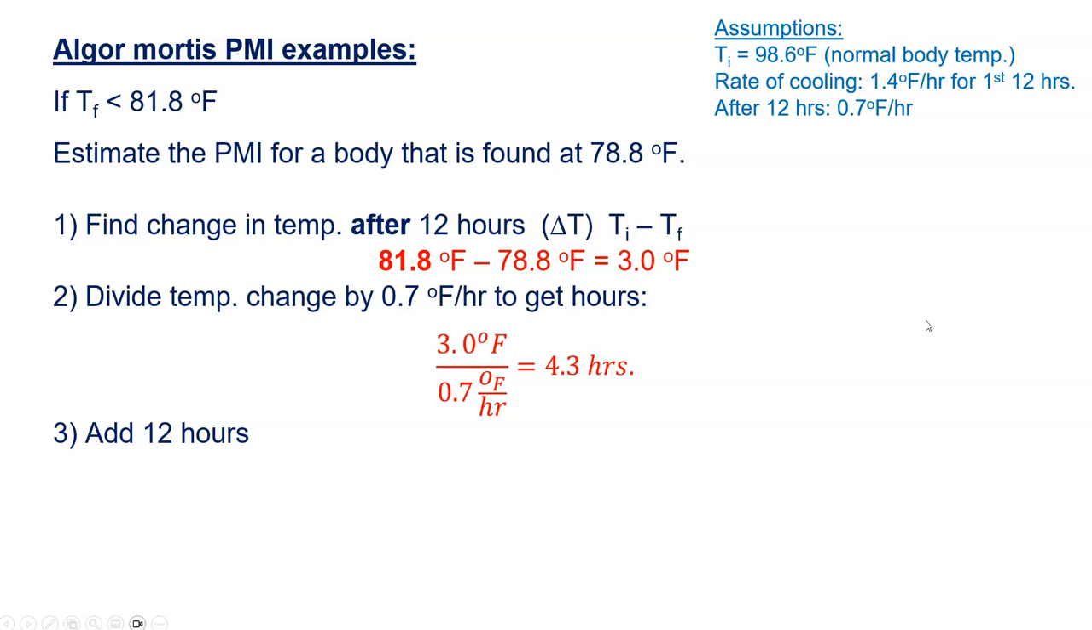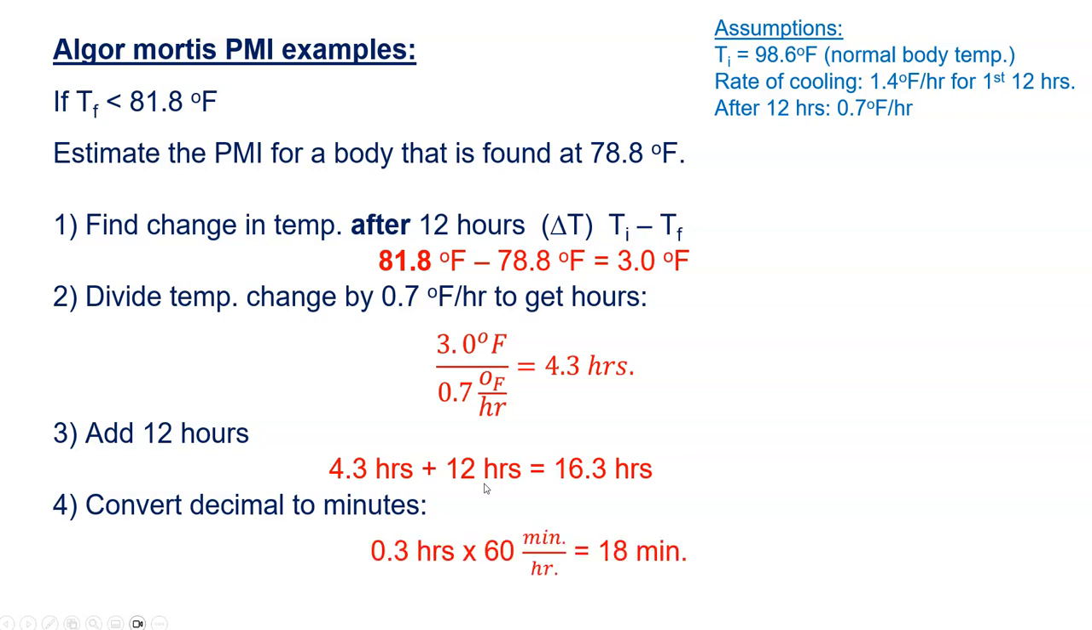Add 12 hours, right? That's how we got down to 81.8 in the first place. We had to allow 12 hours to pass to get to 81.8, so we have to add that back on. So it's not that this person has been dead for 4.3 hours. They've been dead for 4.3 hours plus the initial 12. So they have been dead for 16.3 hours. And then, of course, the rest is the same. Convert decimals into minutes. So 18 minutes. So this person has been deceased for 16 hours and 18 minutes. And we'll talk later on about how this may not be completely accurate, but it gives us a pretty good estimation.